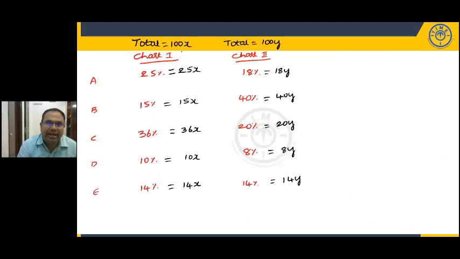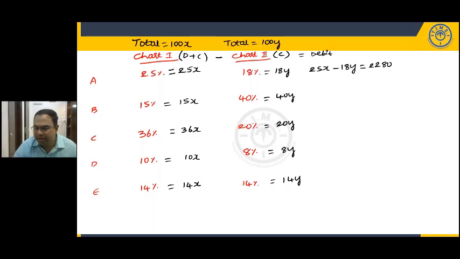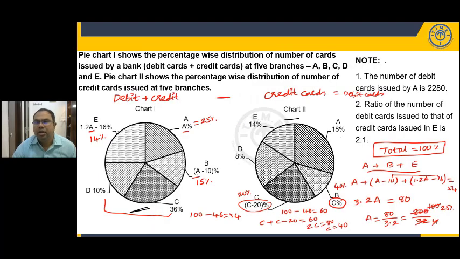Okay. Now, number of debit cards issued by A. The first chart is debit plus credit. Second pie chart is credit. If I subtract this, I'll get debit cards. Debit cards issued by A is 25x minus 18y. The value has to be 2280, right?